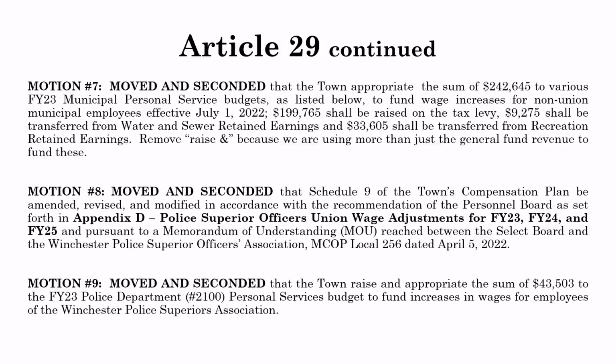Motion passes. Motion number 9 is moved and seconded that the town raise and appropriate the sum of $43,503 to the fiscal year 23 Police Department number 2100 Personnel Services budget to fund increases in wages for employees of the Winchester Police Superiors Association. All those in favor? All those opposed? The ayes have it.